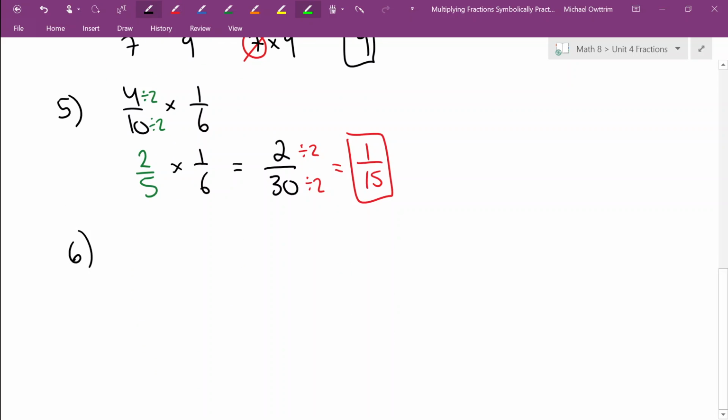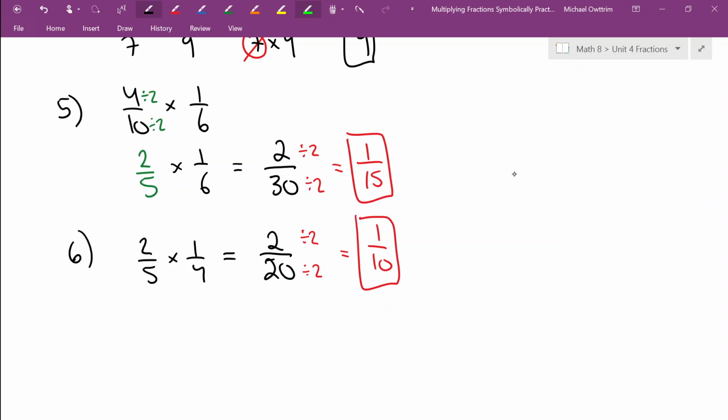Question 6. We've got 2/5 times 1/4. Again, nothing in those fractions simplifies, so 2 times 1 on the top is 2, 5 times 4 on the bottom is 20. Both of those can divide by 2, and that gives us 1/10 as our simplest form.